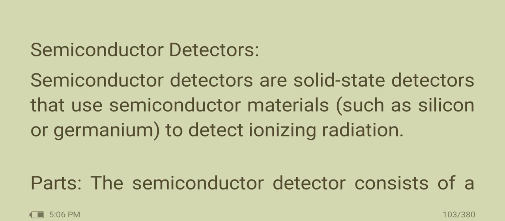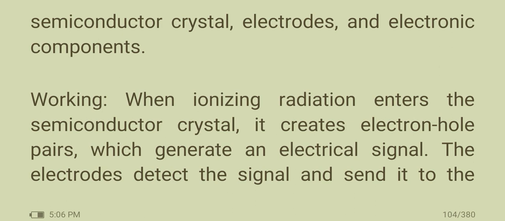The semiconductor detector consists of a semiconductor crystal, electrodes, and associated electronic components. Then let's learn about the working. When ionizing radiation enters the semiconductor crystal, it creates electron hole pairs. We are going to learn about the semiconductor detector.